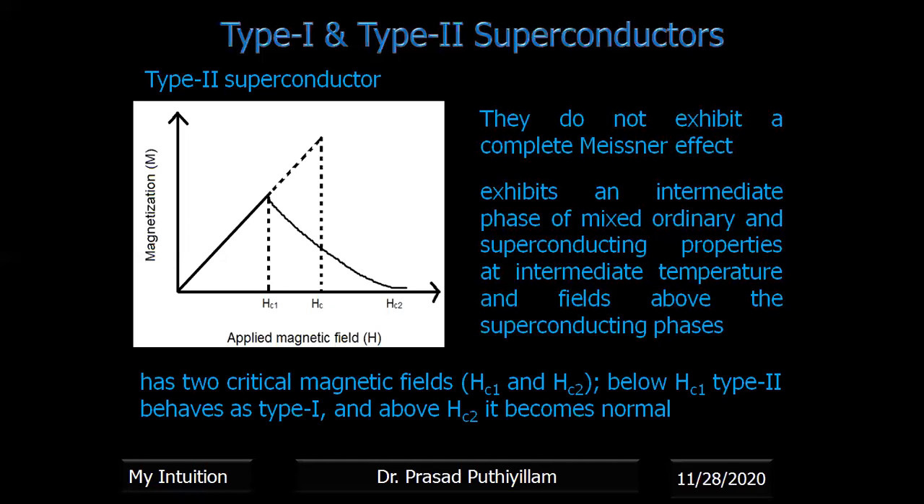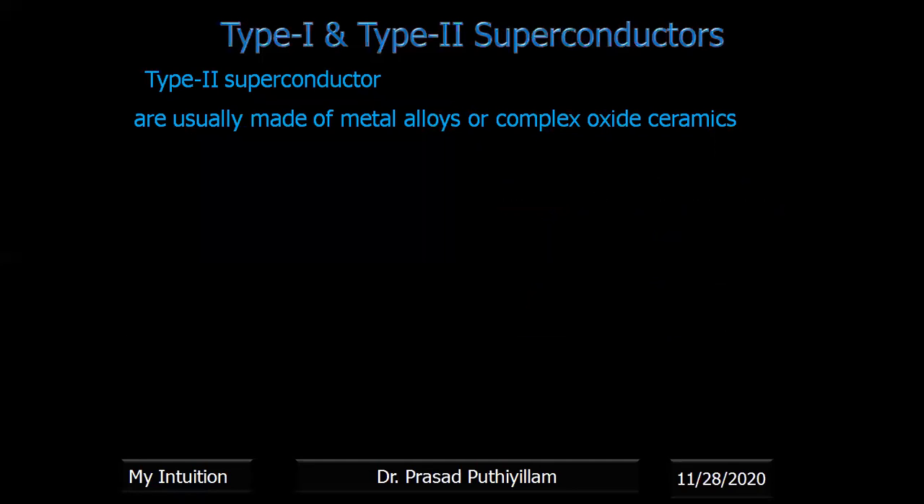Okay, a type 2 superconductor has two critical magnetic fields, Hc1 and Hc2. Below Hc1 it behaves as type 1, and above Hc2 it becomes a normal conductor. It loses its superconductivity. They are usually made up of alloys and complex oxide ceramics, whereas type 1 are mainly made up of metals. Type 2 are mainly made up of alloys.